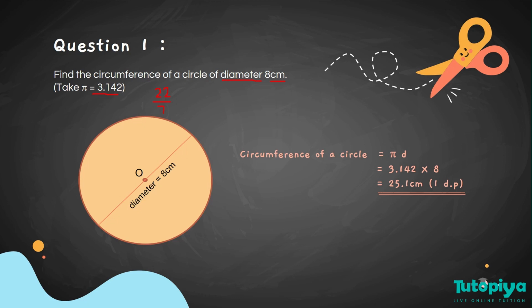So here the diameter of the circle is 8 centimeters. We are using the formula pi d. Pi is equal to 3.142, d is equal to 8. So when you multiply 3.142 by 8, it is approximately 25.1 centimeters to 1 decimal place. So the length around this circle is approximately 25.1 centimeters.